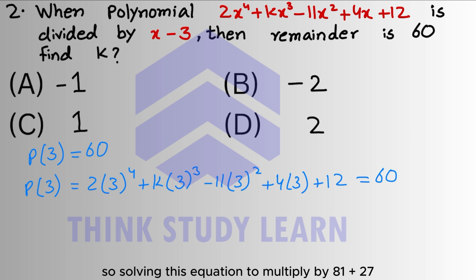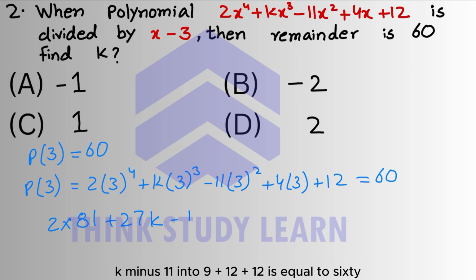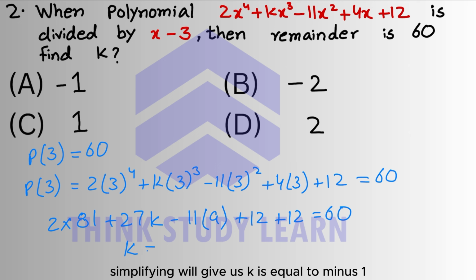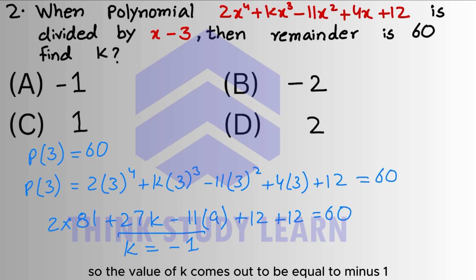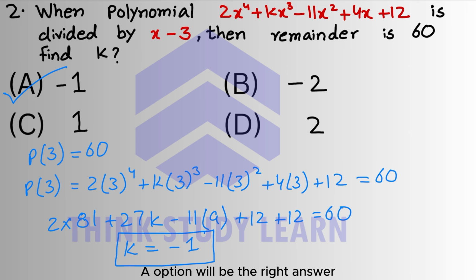So solving this equation, 2 multiplied by 81 plus 27k minus 11 into 9 plus 12 is equal to 60. Simplifying will give us k is equal to minus 1. So the value of k comes out to be equal to minus 1. A option will be the right answer.